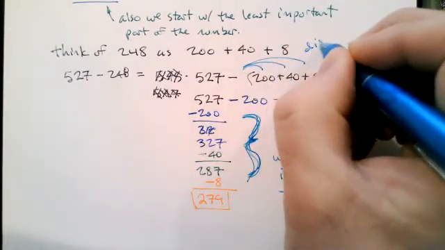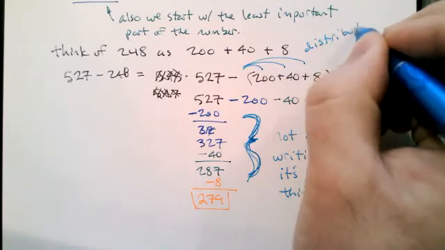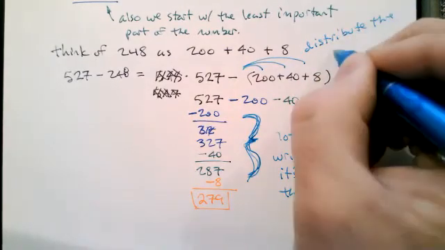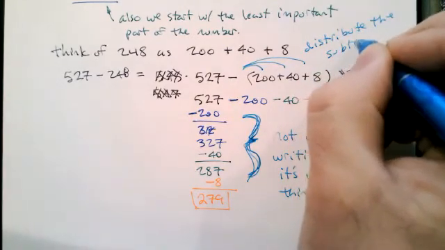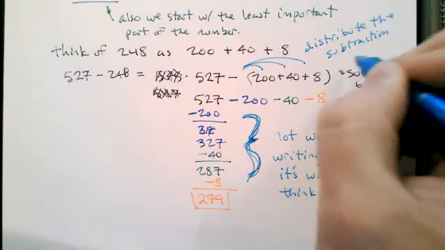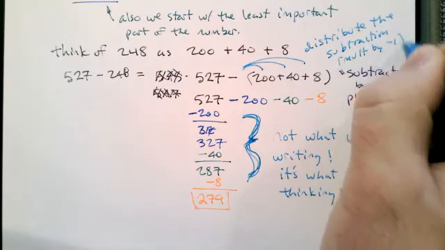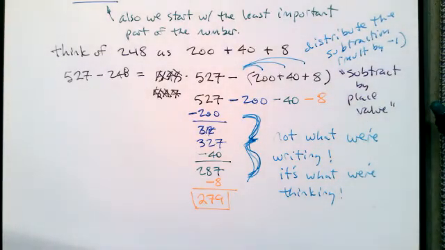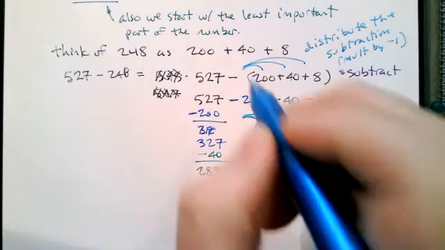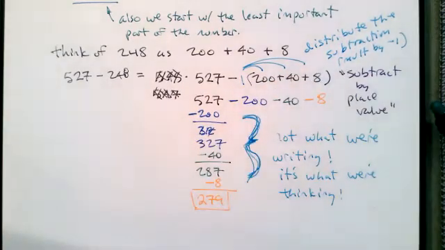We can think of it as distribution of the subtraction, which is multiply by -1. So a negative out in front is like a -1 times 200 plus 40 plus 8. So we distribute the -1 and just subtract each of the terms. Subtract by place value. Any questions?